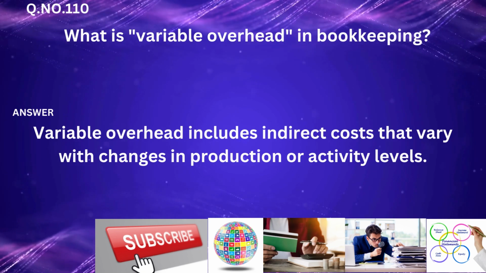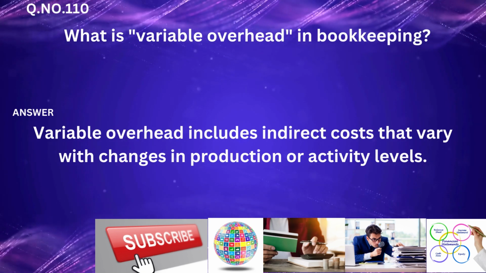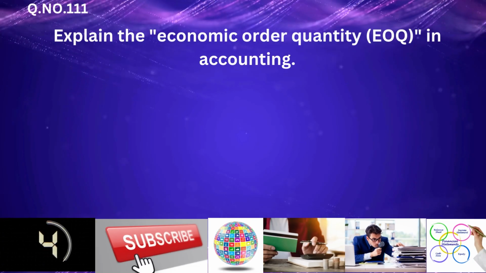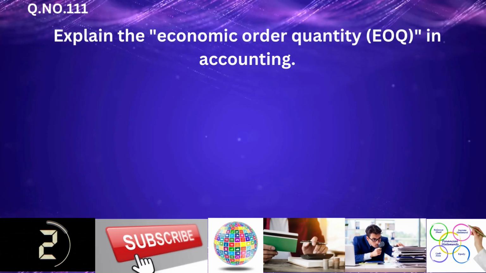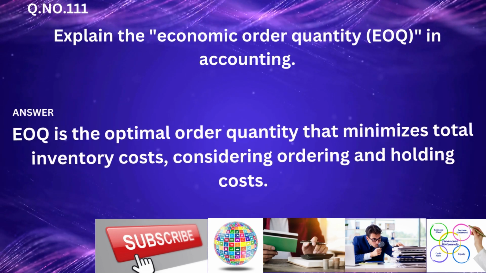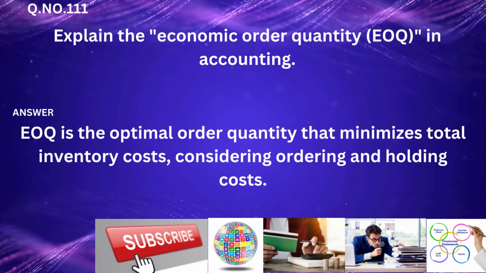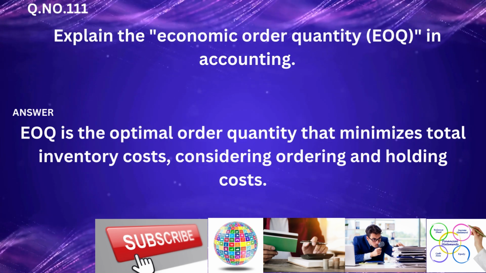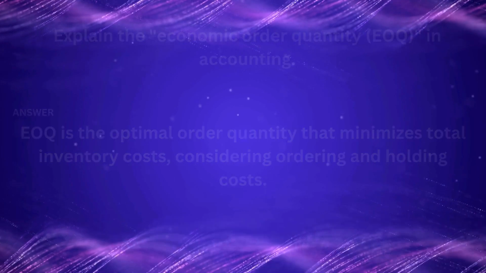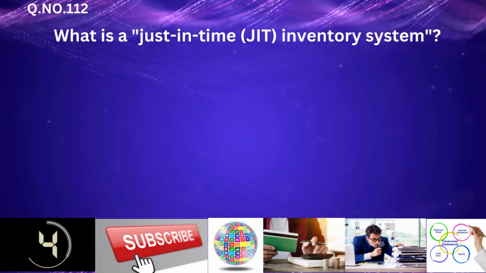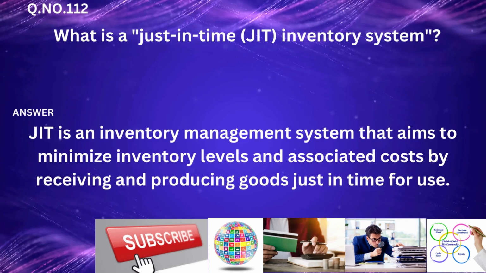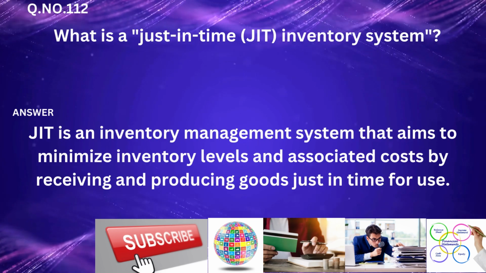Question 119. What is the direct material price variance? Answer: the direct material price variance is the difference between the actual cost and the standard cost of materials purchased. Question 120. Explain the direct material usage variance in bookkeeping. Answer: the direct material usage variance is the difference between the actual quantity of materials used and the standard quantity allowed for production.